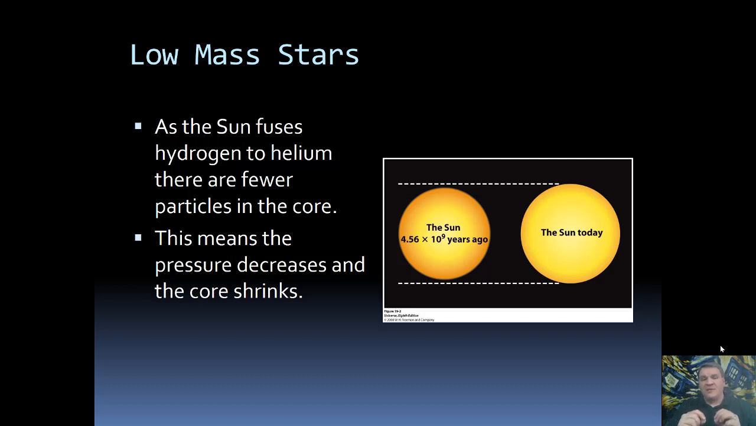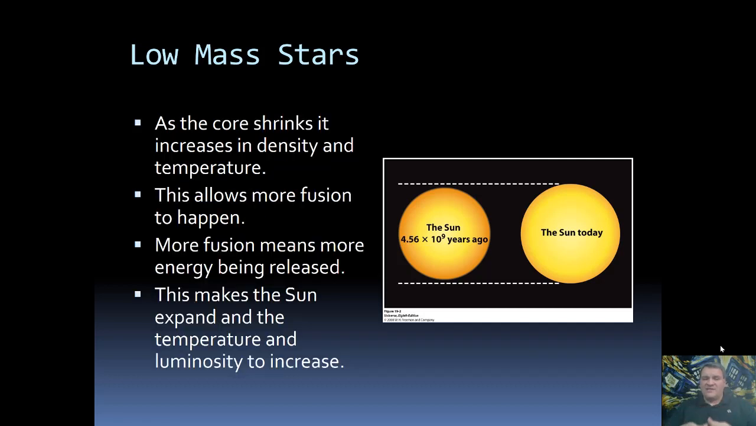Gravity is going to be unbalanced by the pressure, so the core shrinks. As the core shrinks, it's going to increase in density and increase in temperature. Because we have a higher density and a higher temperature, this is going to lead to a faster fusion rate. We're going to be fusing things faster than we did before. Because we have a greater fusion rate, this is going to lead to a greater release of energy, increasing the pressure through the rest of the star. And as the pressure increases, the rest of the star is going to expand.